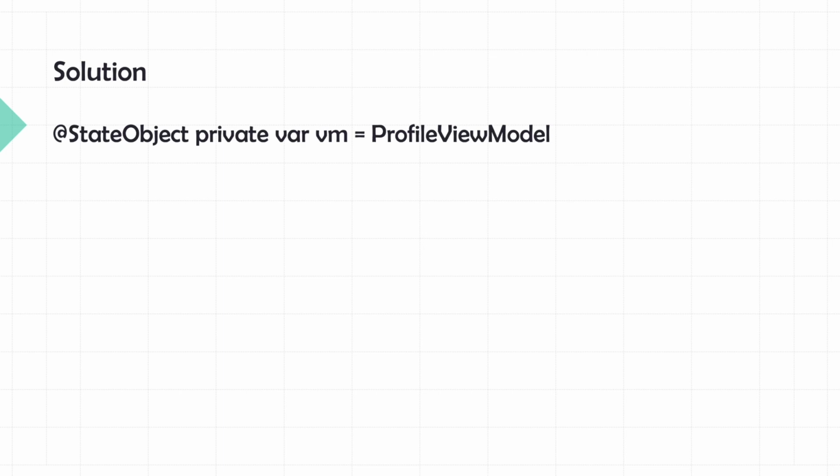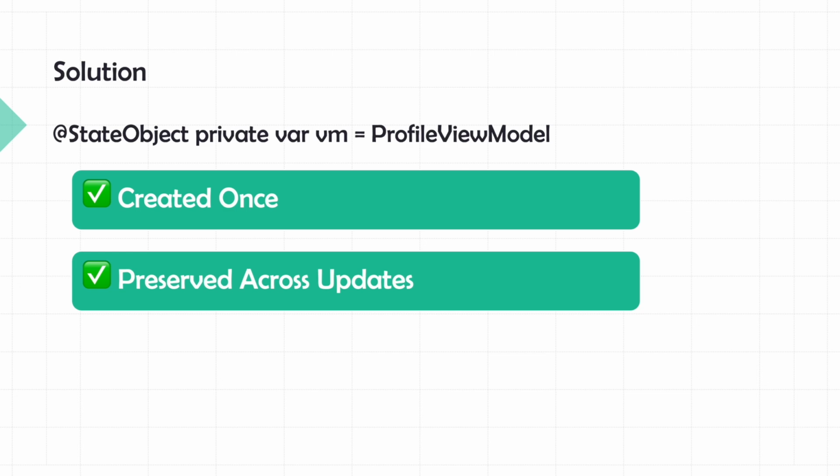This is exactly why Apple introduced @StateObject. When you use @StateObject, SwiftUI creates the object once. Then SwiftUI keeps that instance alive across view updates. Even if the view struct itself is recreated, the view model survives. Your state stays intact. Your API calls don't repeat unnecessarily, and your app behaves predictably.